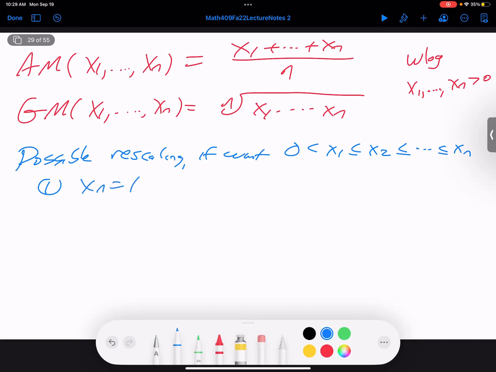And the reason is if I multiply everything by alpha, then the arithmetic mean increases by alpha and the geometric mean increases by alpha. So without loss of generality, I can always assume xn equals 1, rescale all by 1 over xn, which is not 0. Well, if you're going to do that, we could take x1 to be 1. What other rescales could we do? There's at least 2 more rescales.